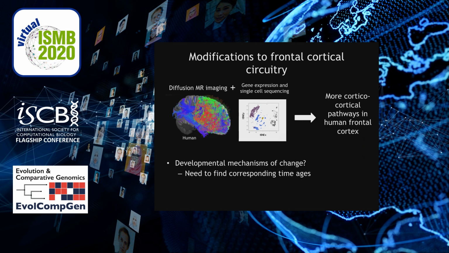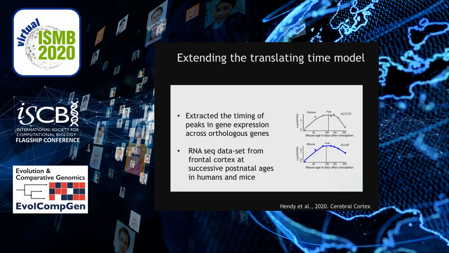So the findings from diffusion MR tractography, single-cell methylome sequencing, and other approaches that we use that I'm not mentioning here agree that humans possess more of these pathways connecting the cortex than mice do. So we were really interested in understanding the developmental mechanisms of change, and to that we needed to find corresponding time points across species to compare brain development between a human and mouse.